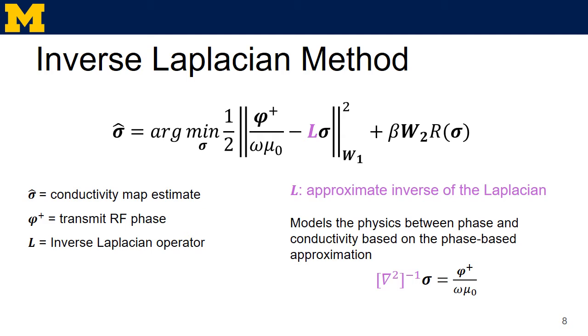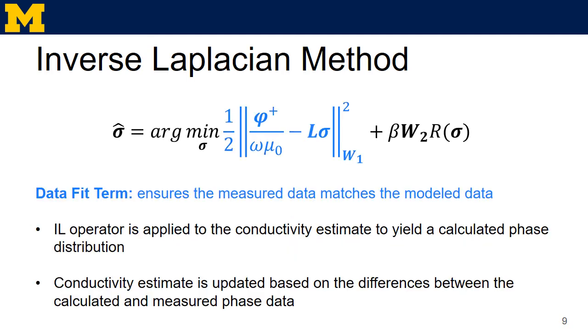But the important part of this estimator is our inverse Laplacian operator L, which is the approximate inverse of the Laplacian operator. So this operator is modeling the physics between our phase distribution and conductivity based on that phase-based conductivity approximation I showed you earlier. However, we're rearranging the equation so that we have phase in terms of conductivity instead of vice versa.